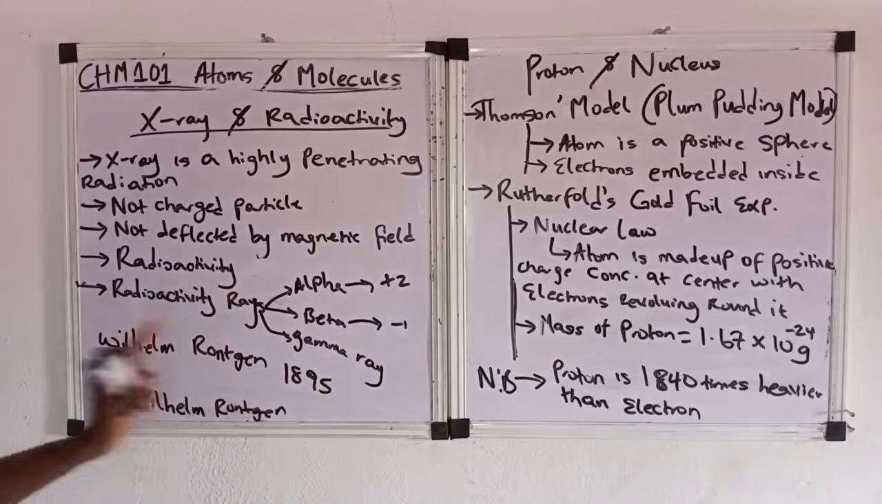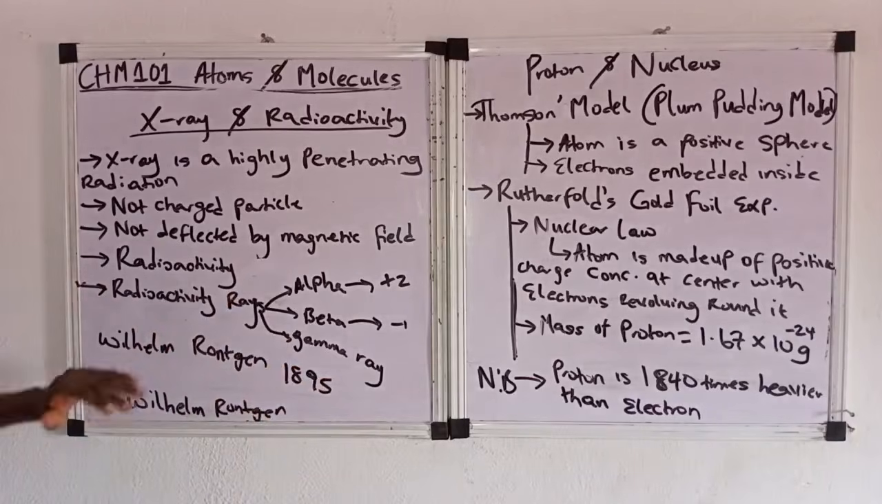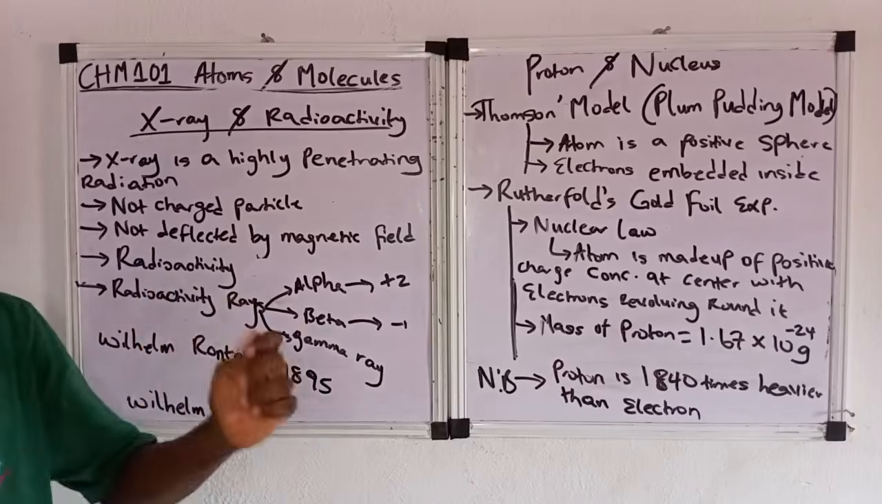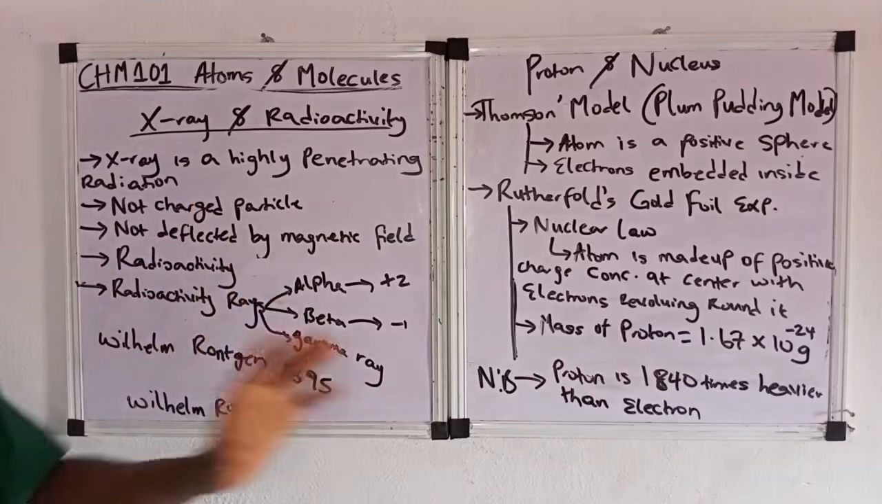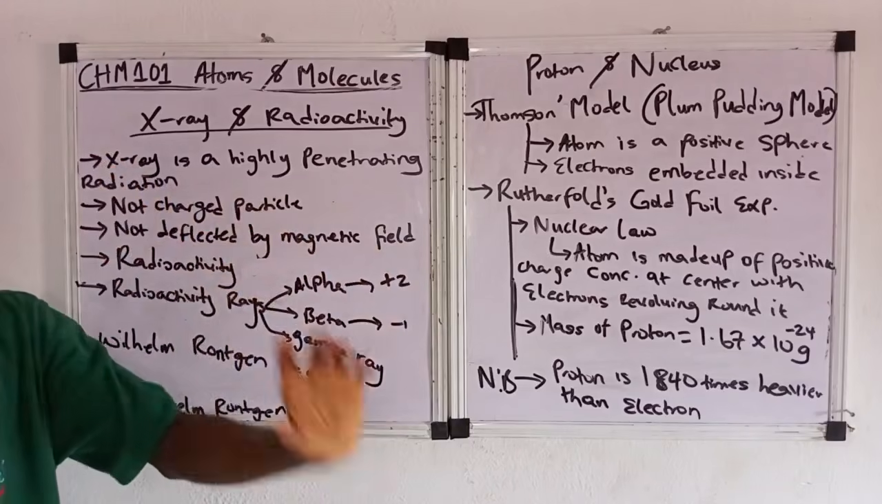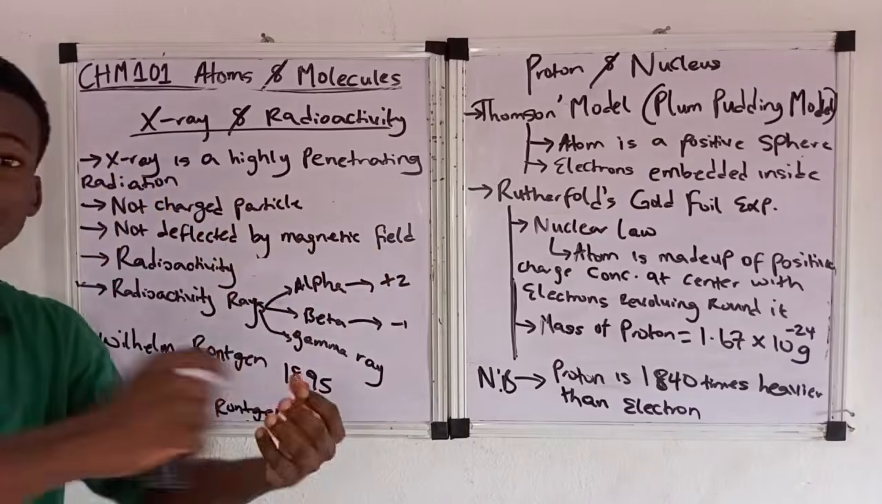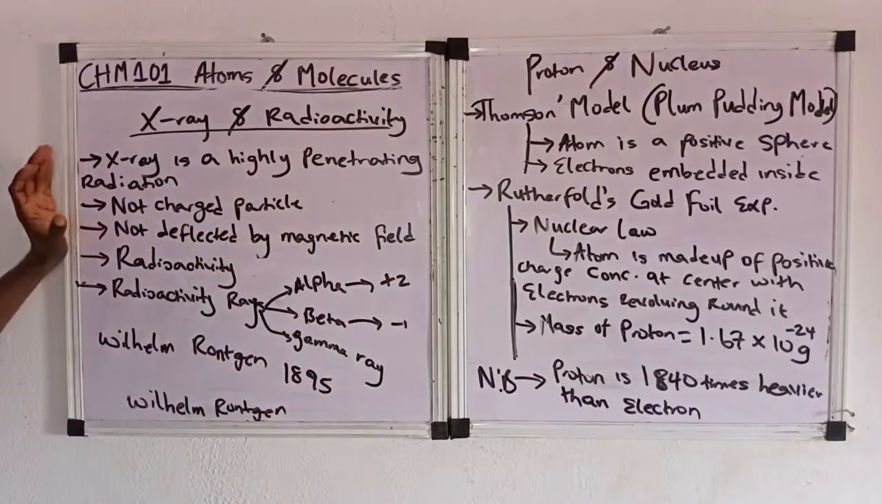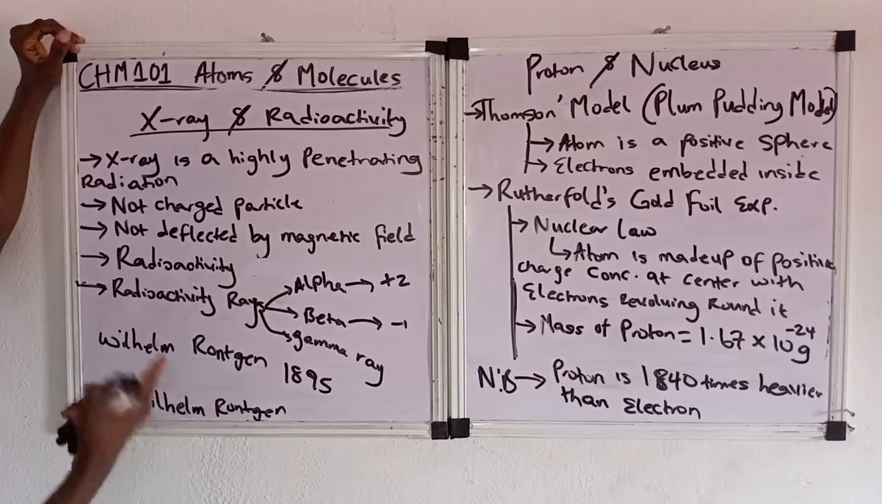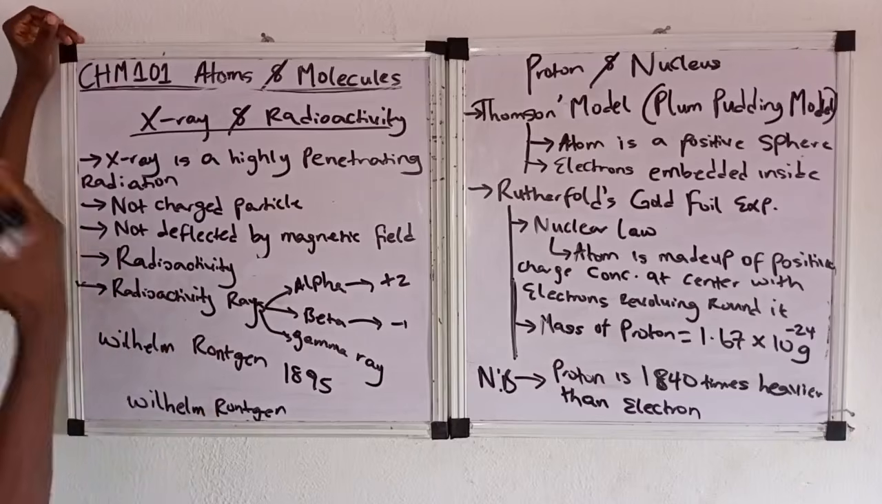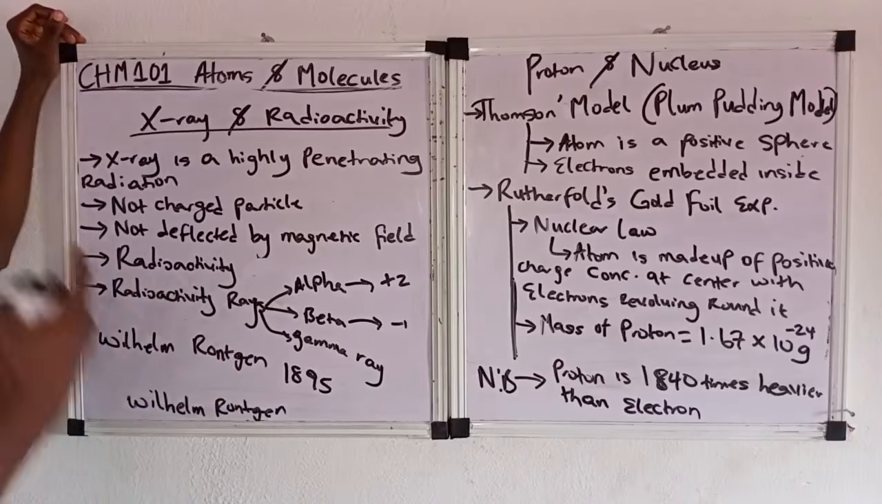X-ray was discovered by Wilhelm Röntgen when he bombarded a heavy metal like tungsten with high energy electrons. When he bombarded the metal with high energy electrons, the metal emitted a radiation known as X-ray. So what are the properties of X-ray? X-ray is not a charged particle. X-ray does not have charge. X-ray is not deflected by magnetic field or by electric field.